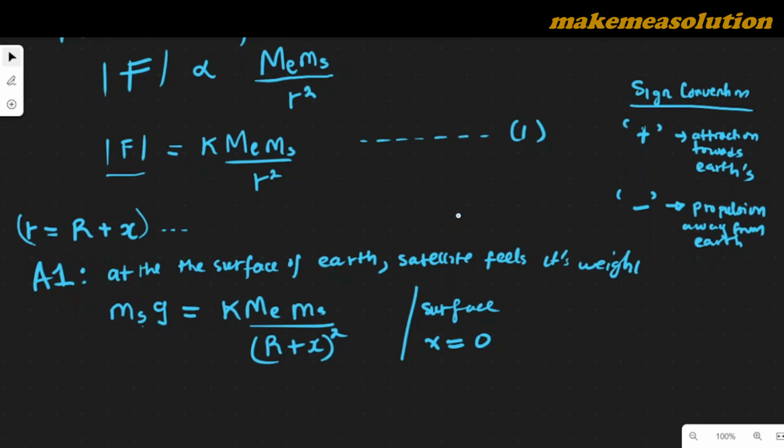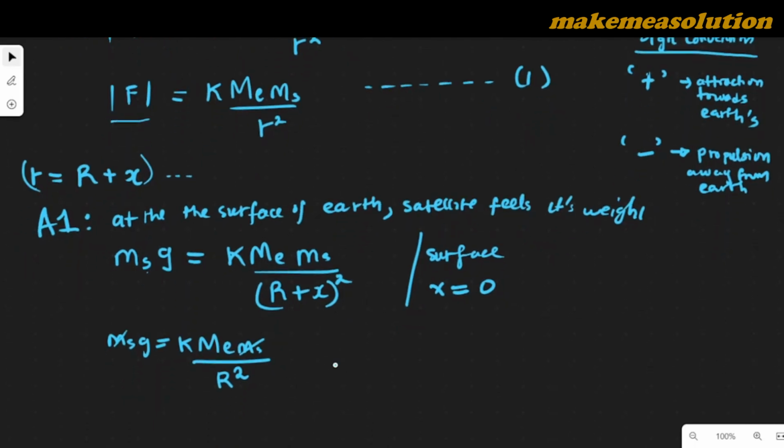So having established this, our m_s g is equal to k m_e m_s over R squared. So m_s cancels out m_s, and we'll have that our k is equal to what? g R squared over the mass of Earth. Is that okay? So this is equation 1b.